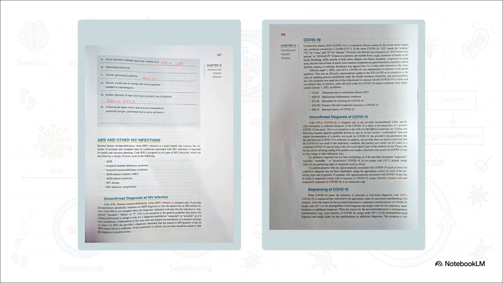And this rule is universal. Just look at this comparison. On one side, you've got the rules for HIV. On the other, the rules for COVID-19. The wording is almost identical. It just doesn't matter what the disease is. The principle of confirmation required is the absolute bedrock of accurate coding. No confirmation, no code. Simple as that.